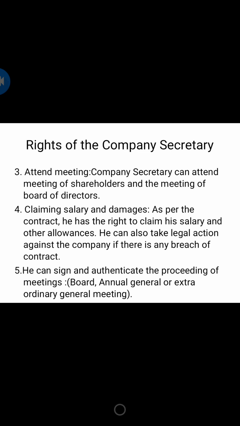Then the next, claiming salary and damages. We know for a particular fixed period a secretary is appointed. So before the contract ends, suppose there is any breach of contract, that means if you break the contract, you are going to claim for the loss you suffer, right? As per the contract, he has a right to claim his salary and allowance. He can also take legal action against the company if there is any breach of contract.